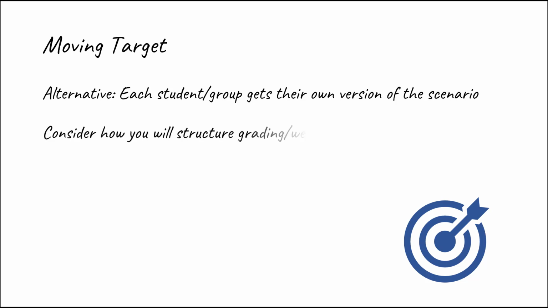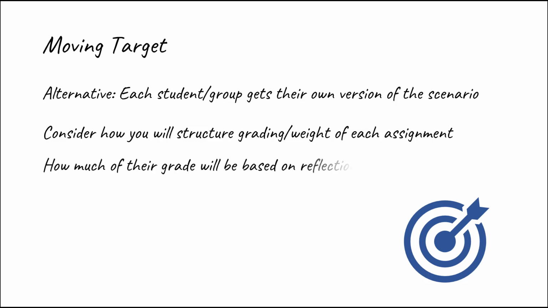As you design this activity, consider how you will structure the grading or weight of each assignment. Will later versions be worth more points towards the final grade, or will all versions be equal? Finally, remember to include a formal reflection where students can discuss why their responses have changed between versions, and be sure to mark the importance of this component by assigning it its fair share of the final assignment grade.